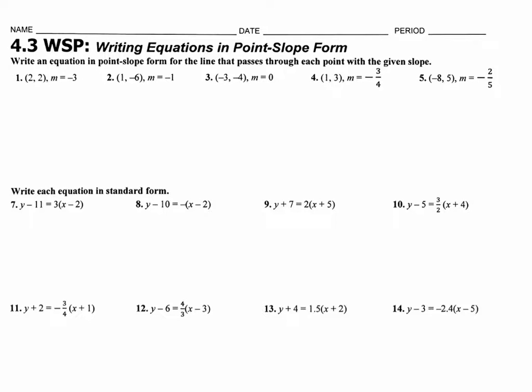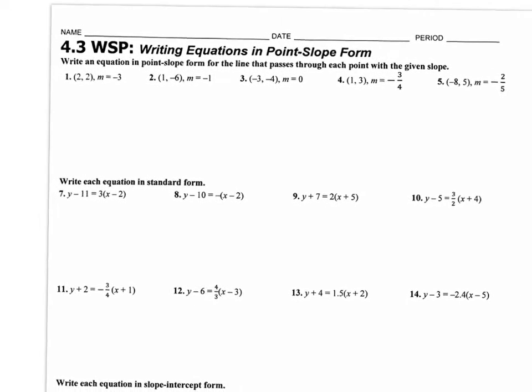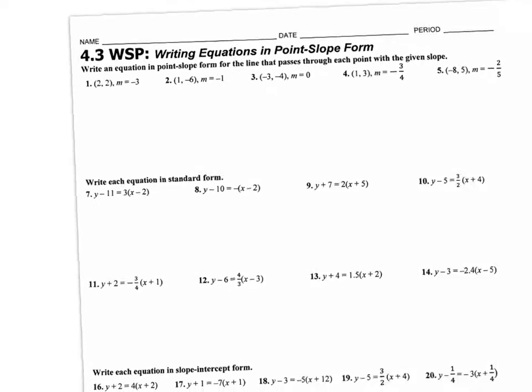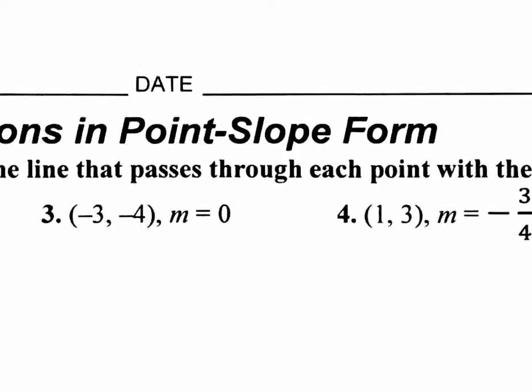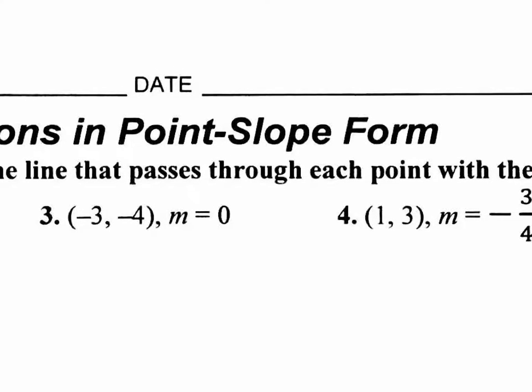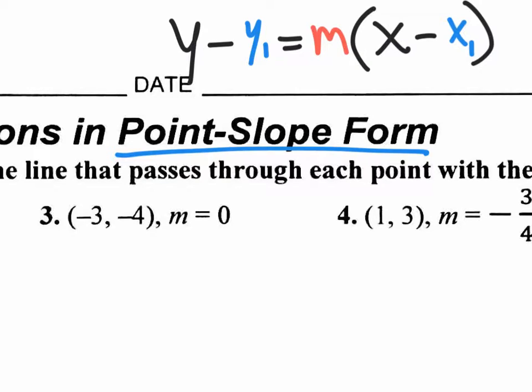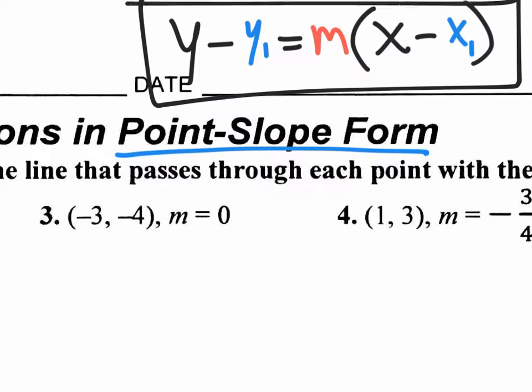So that's going to be worksheet 4.3, writing equations in point-slope form. It's really easy. First thing that we need to know is what point-slope form actually is. So this is your point-slope form equation: y minus y1 equals m parentheses x minus x1.